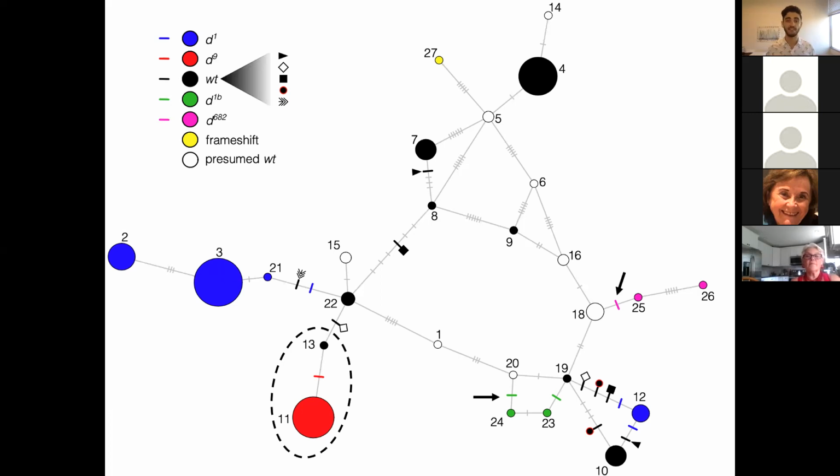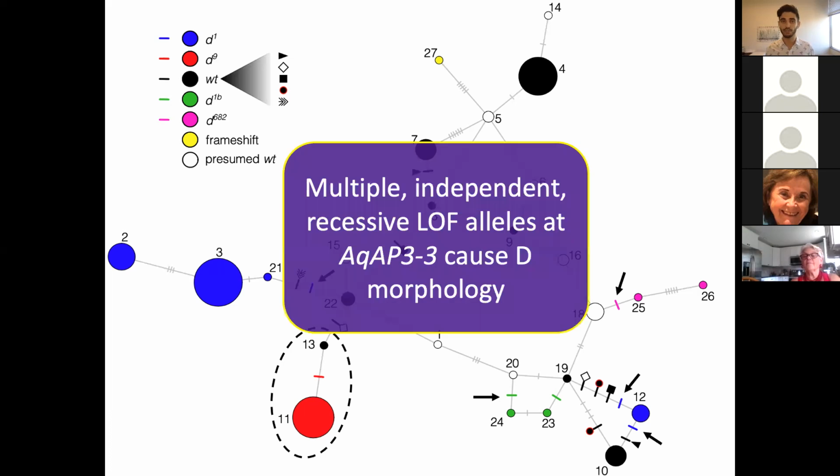We can say the same thing for the low frequency 1 base pair deletion right here and the 682 base pair deletion here. And I don't really have the time to get into it, so I just need you to trust me, but we can say the same thing for the high frequency 1 base pair mutation as well. So overall, we can say that multiple independent recessive loss of function alleles at AP33 are causing the Dahlia morphology.